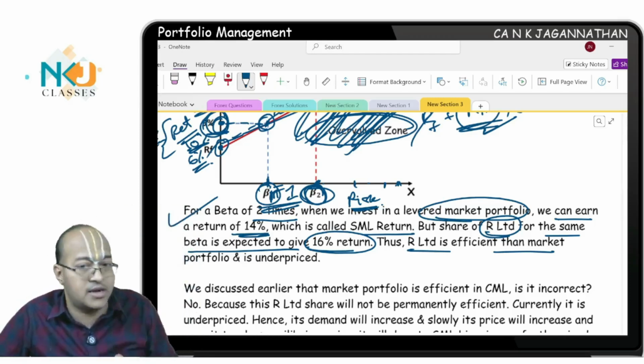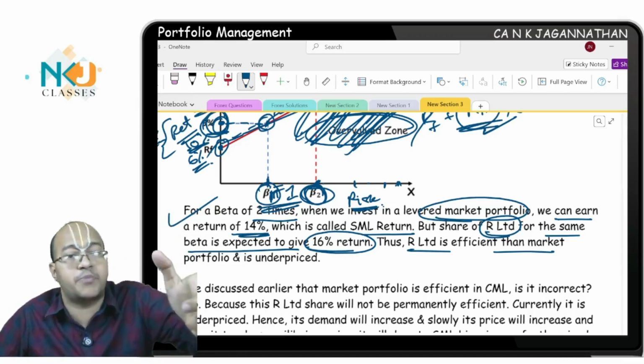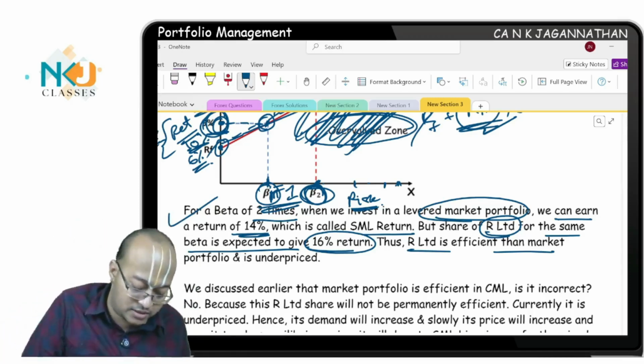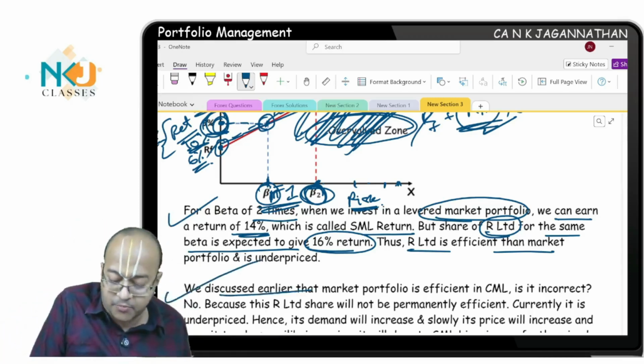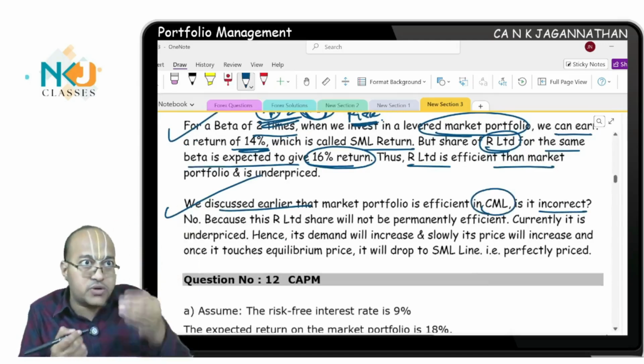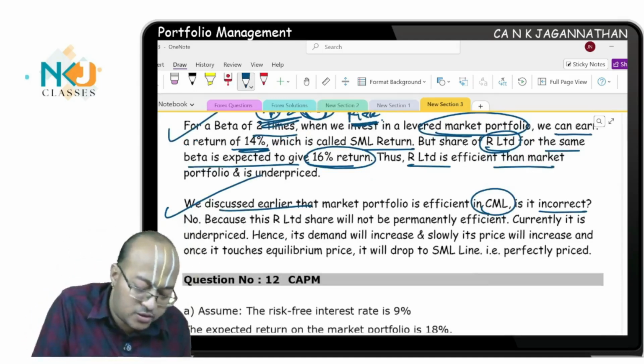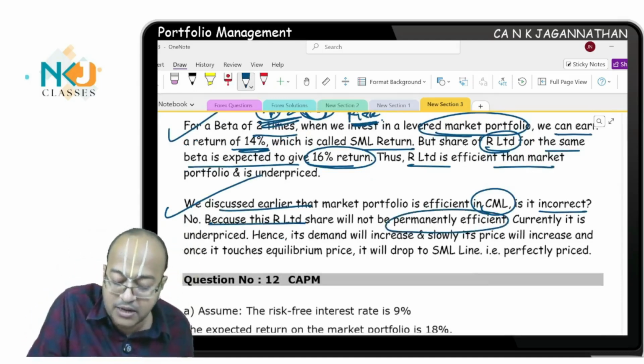Why am I saying all this now? The undervaluation or overvaluation of a security or the market will happen for a short period of time, but over a long period of time it will not be sustained. We discussed earlier that the market portfolio is efficient in CML. Is it incorrect? Because you are saying there is inefficiency, undervaluation, overvaluation, but it should be efficient, always fairly priced. Why is this happening? Because this R Limited share will not be permanently efficient.